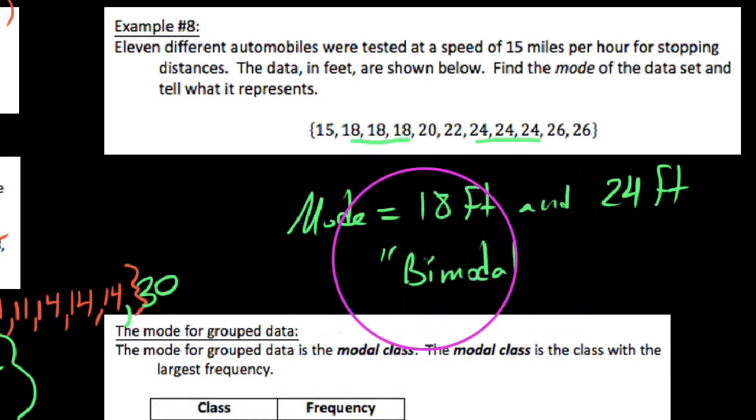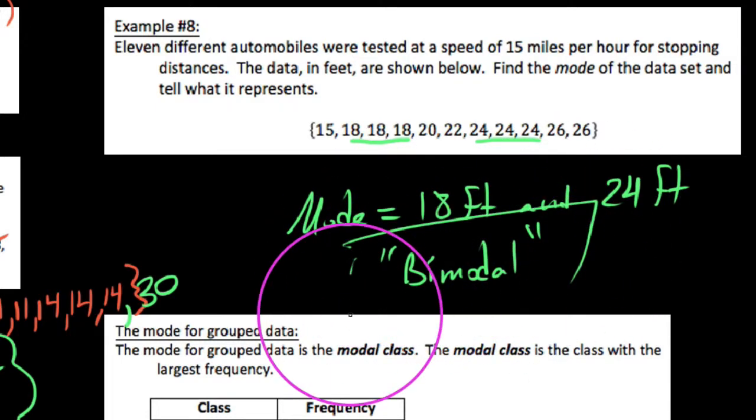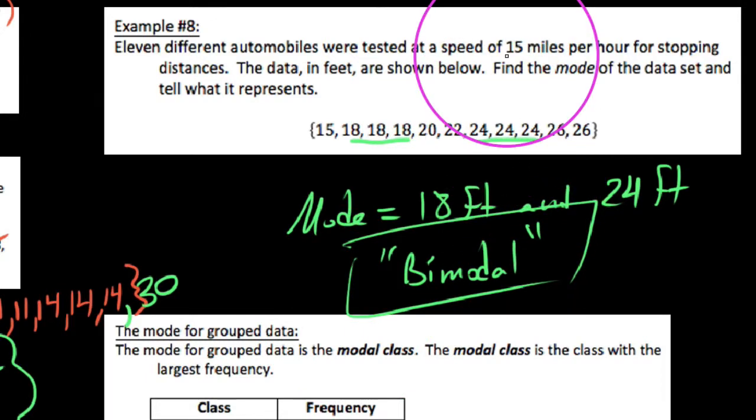So this does happen from time to time. I suppose you could have a trimodal data set. After that, quadmodal things we probably won't pay attention to. But things that are bimodal have a mode that is shared by two different values. It's valuable information to know that there is a bimodal data set.